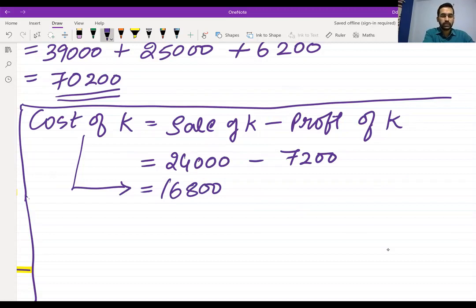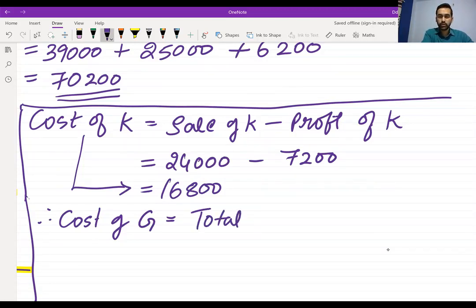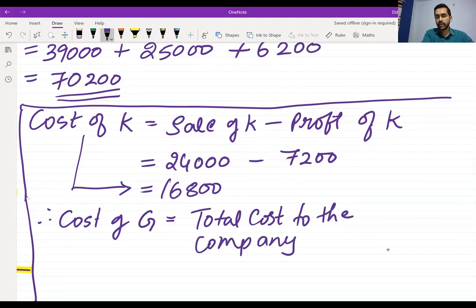Now tell me, therefore, cost of G is equal to, how to do? Total cost to the company minus cost of K. Sir, what are you doing here? Tell me, what am I doing? Total cost of the company, that is for K and G. In that, take out cost of K, then balance should be related to G. Correct?